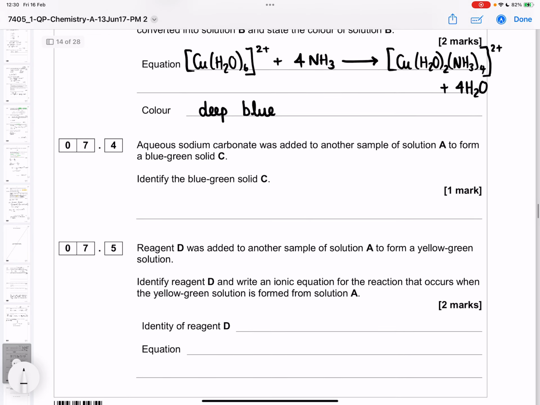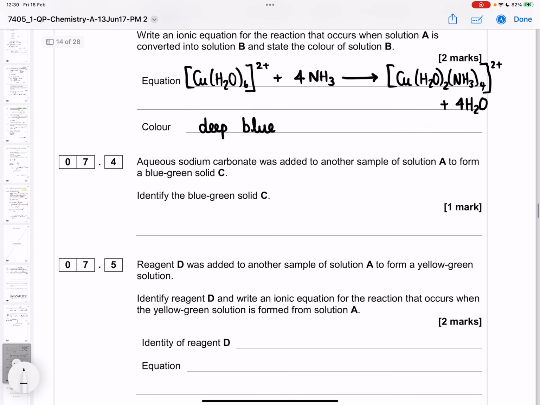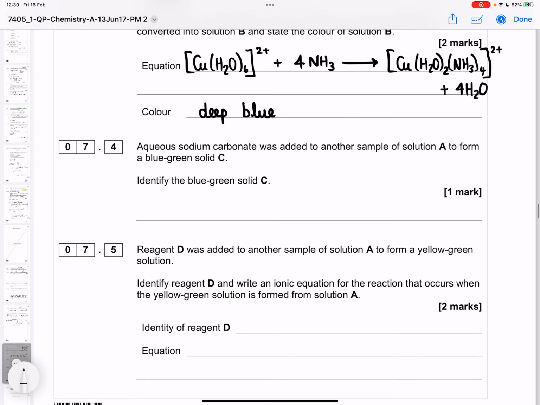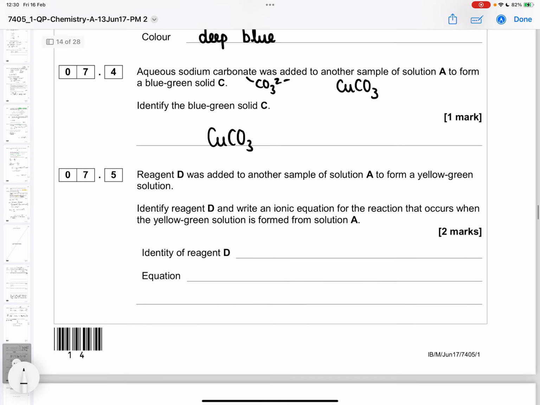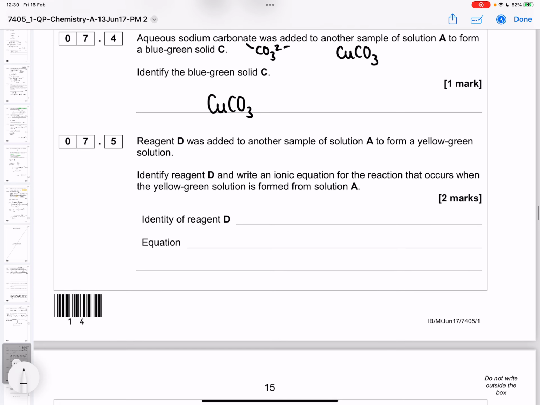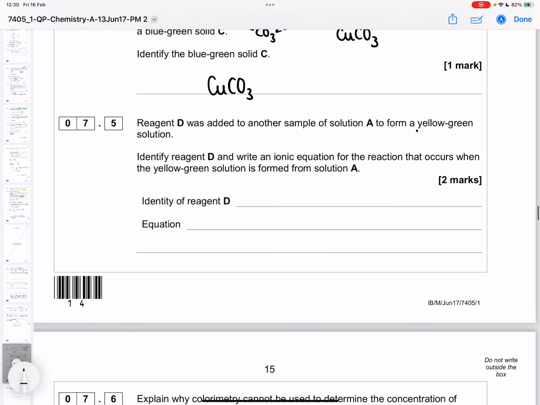This is kind of testing your knowledge of the required practical 11, the aqueous ions test, because there it says sodium carbonate, remember it's our carbonate ions, were added to another sample. Now because this is a 2+ ion, they're not acidic enough to make the hydroxide precipitates. So what they do is they just make the carbonates. So we are just going to write copper carbonate or the words copper carbonate if we can't remember the formula. Then it says reagent D was added to another sample of solution A and we got a yellow-green solution.